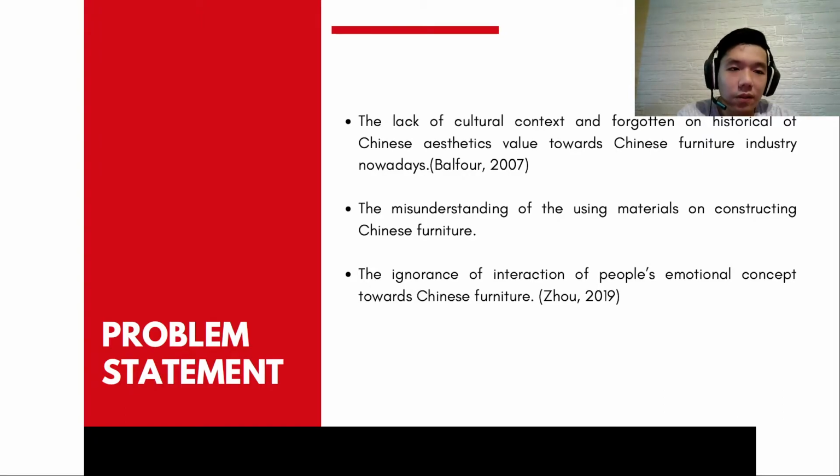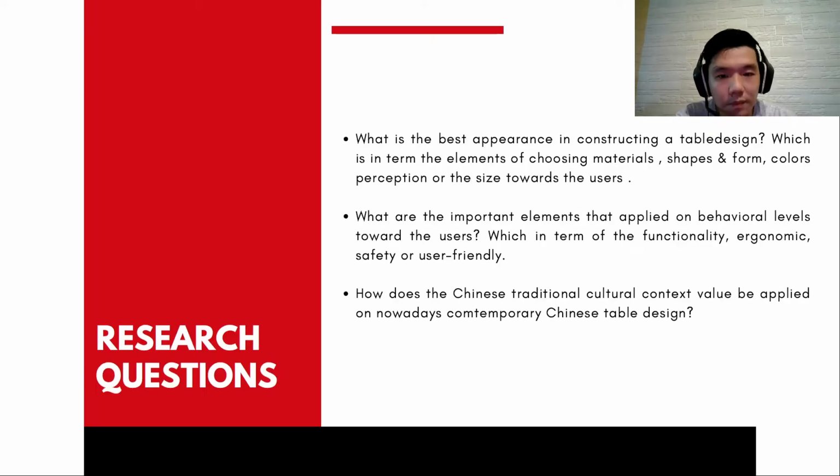For the problem statements of this research topic, the first is the lack of cultural context and the frequent forgetting of the historical Chinese aesthetic value in the Chinese furniture industry nowadays. Second is a misunderstanding of the materials used in constructing Chinese furniture. And the third one is the ignorance of the interaction of people's emotional concepts towards Chinese furniture.